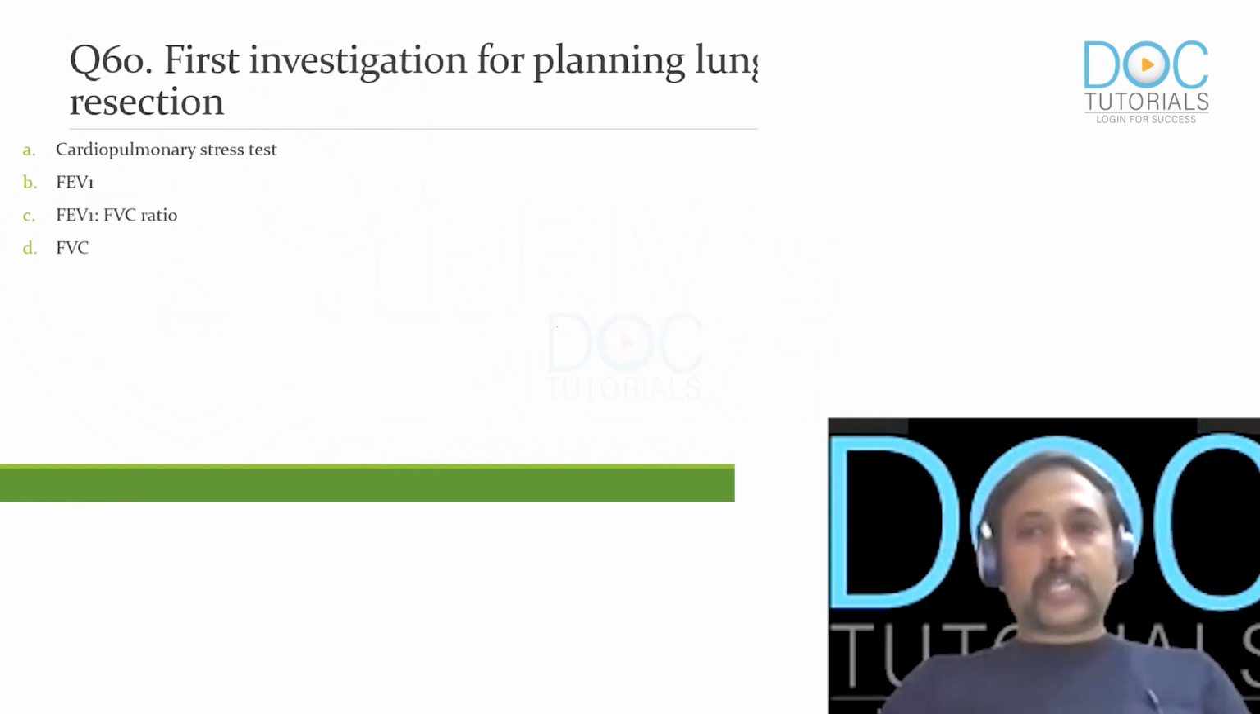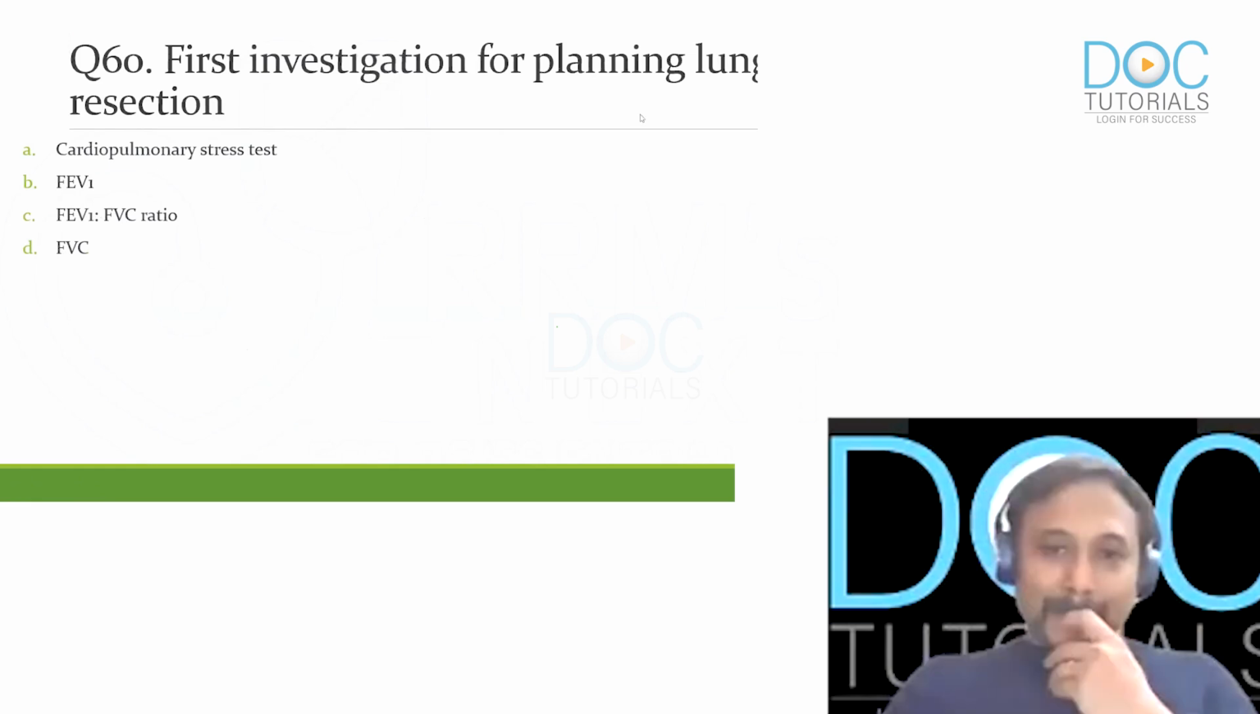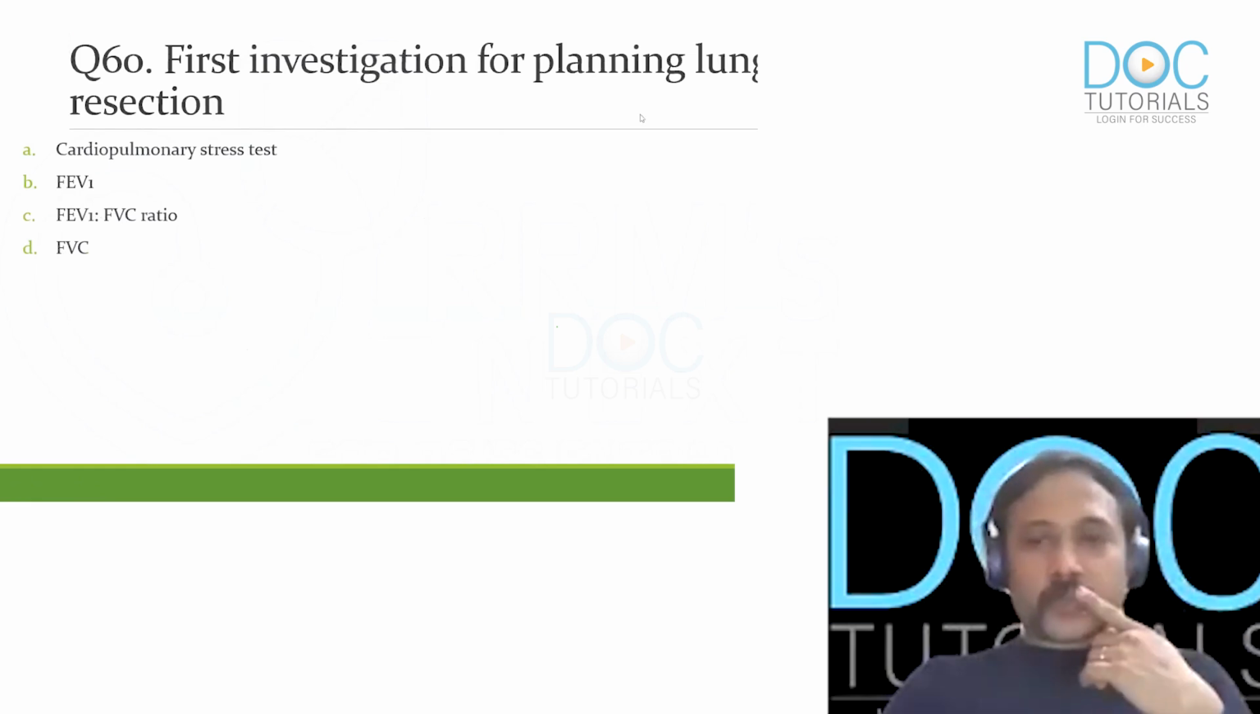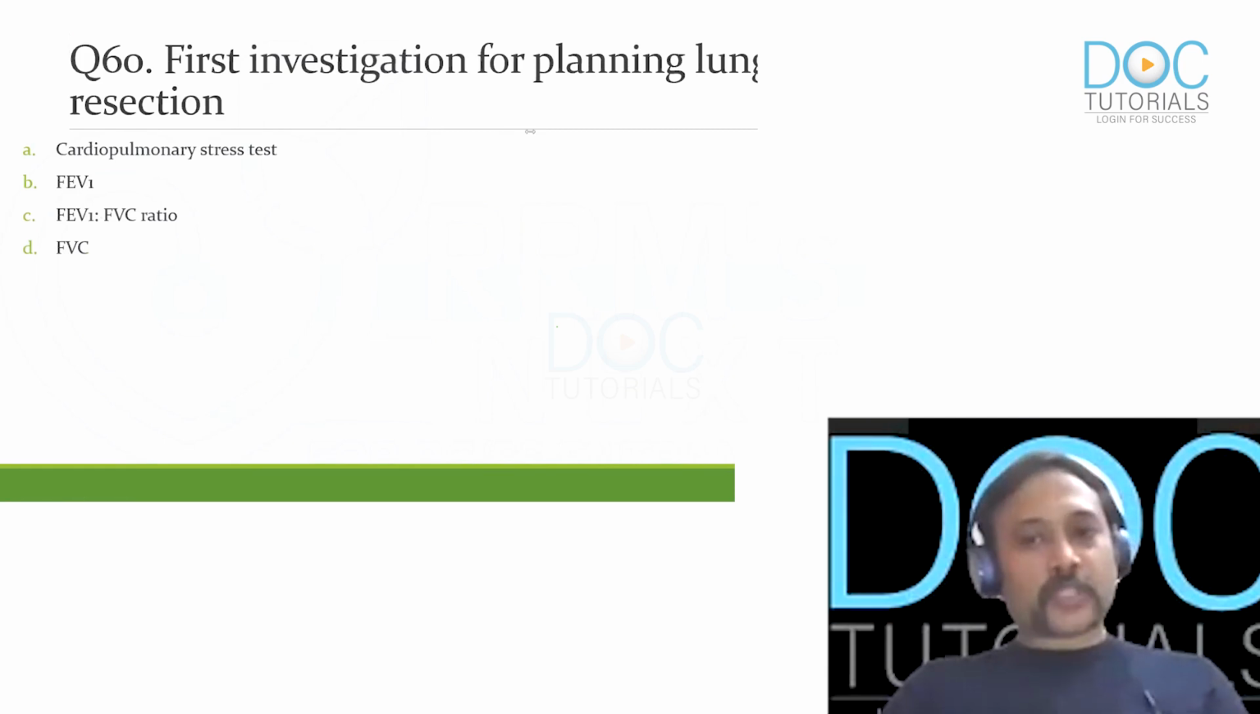So what is the first investigation in planning for your lung resection? Is it cardiopulmonary stress test? Is it FEV1? Is it FVC? Is it FEV1 by FVC ratio? Which is the first test that will be done? Okay, again, most people seem to get this right. The answer is FEV1, or some of you have marked it as C. So that is where the confusion will come in.